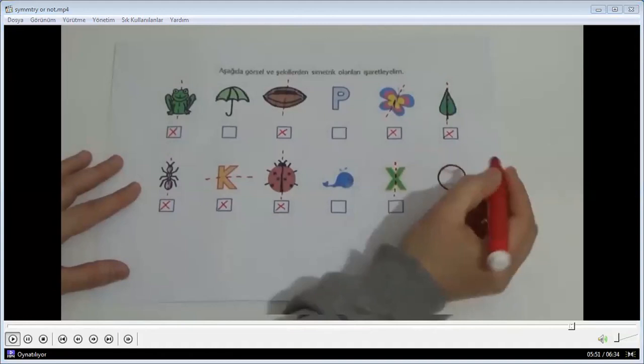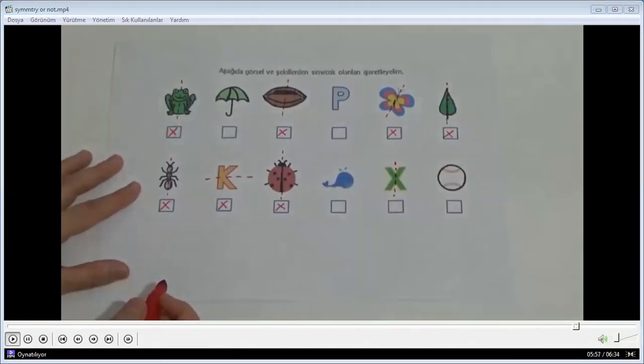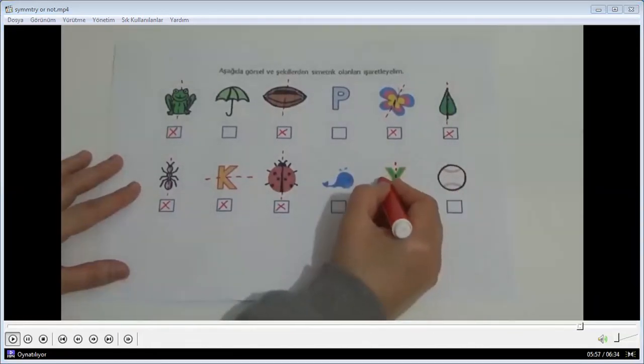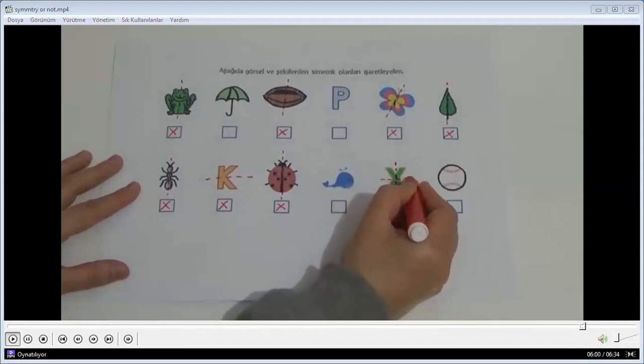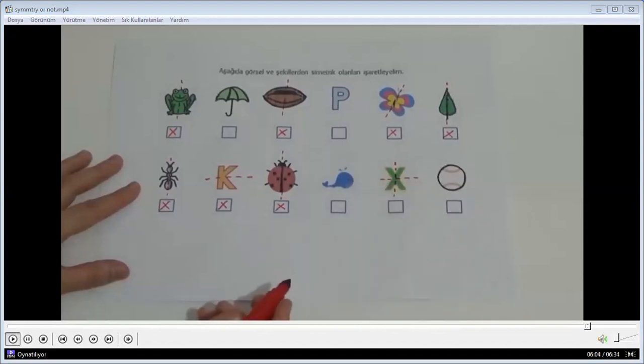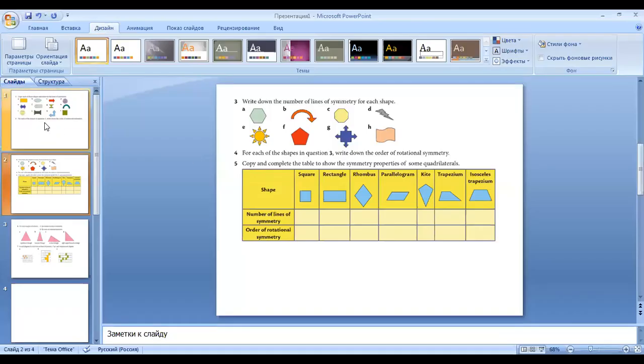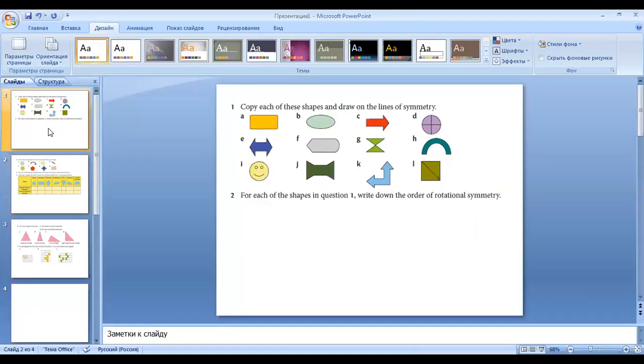So we have also some examples about this unit. For example, the first shape is a rectangle. It's exactly symmetry, but how many symmetry lines does it have? Horizontally first and vertically second. It has two symmetry lines.